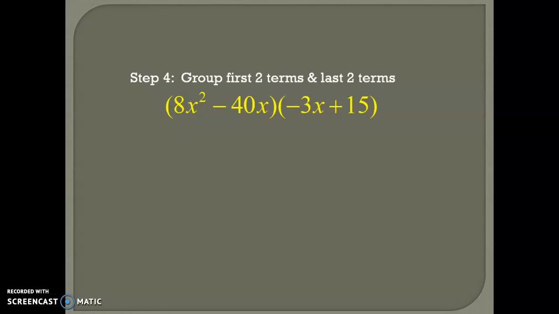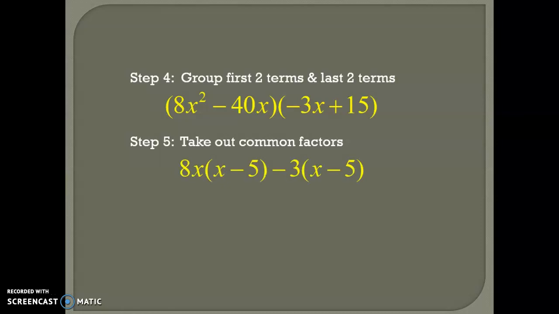Now that we've grouped these 2 things, we go to step 5. Step 5 is take out the common factors. In 8x squared minus 40x and in negative 3x plus 15, we're looking for the greatest common factors of those inside the parentheses. Out of 8x squared and negative 40x, we can take out an 8 and an x. Out of negative 3x plus 15, we can take out a negative 3.